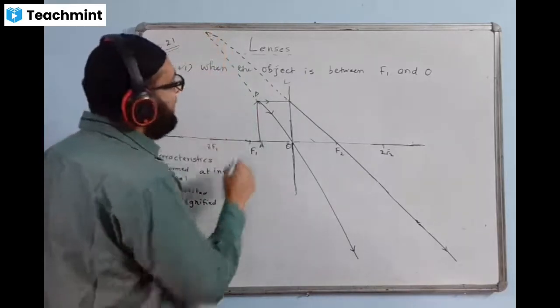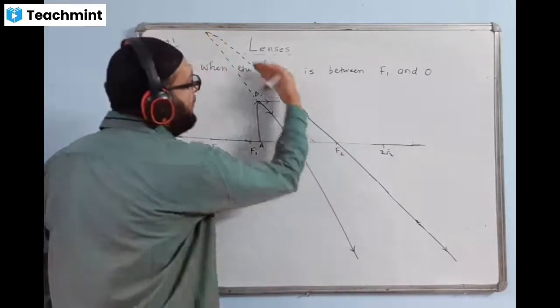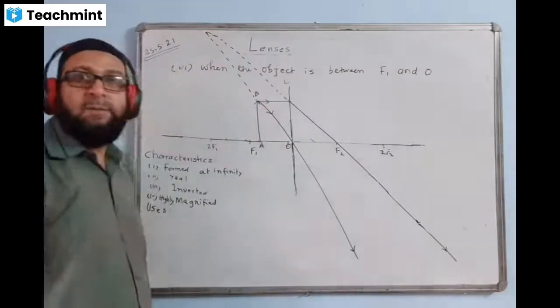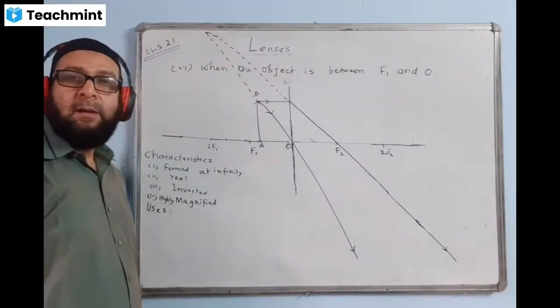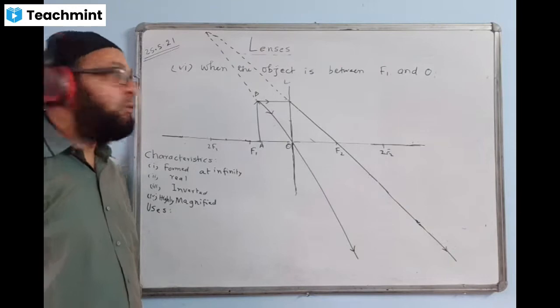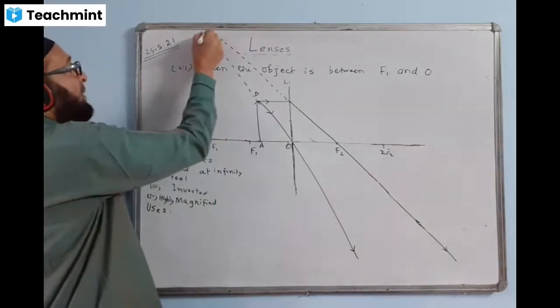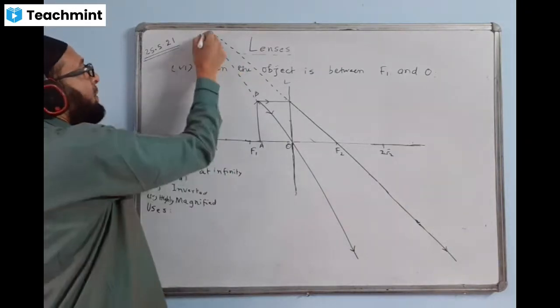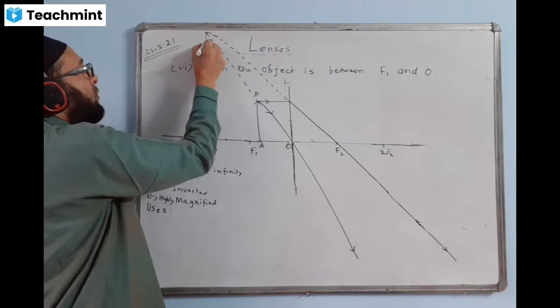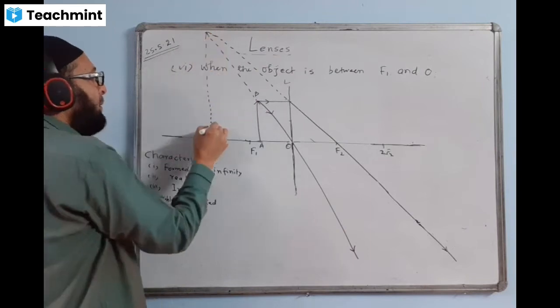Let the two rays meet anywhere. Draw this straight using a ruler, okay? This is my freehand diagram, so they may not look straight, but you need to draw straight using a ruler. Here is the image formed. The image is formed by a dotted line, a virtual image. A virtual image is also shown by a dotted line.